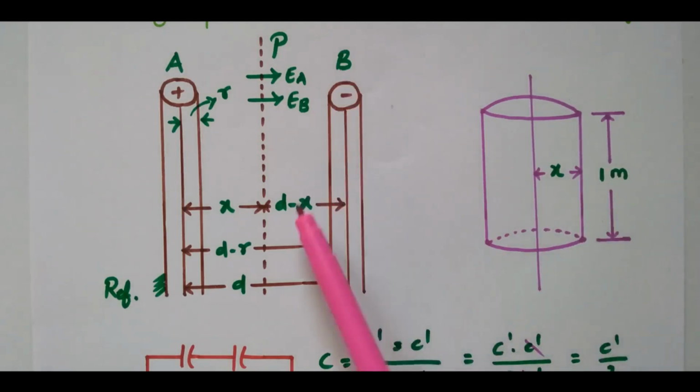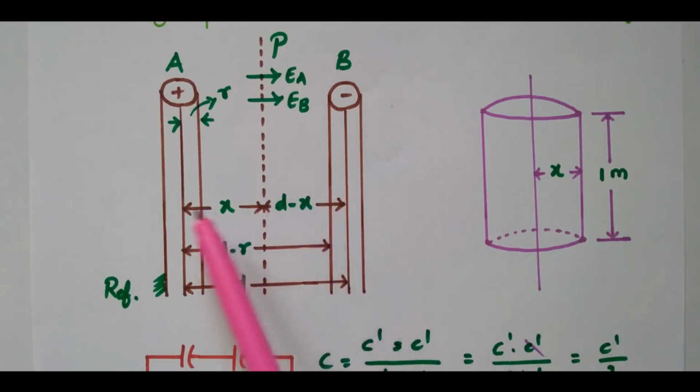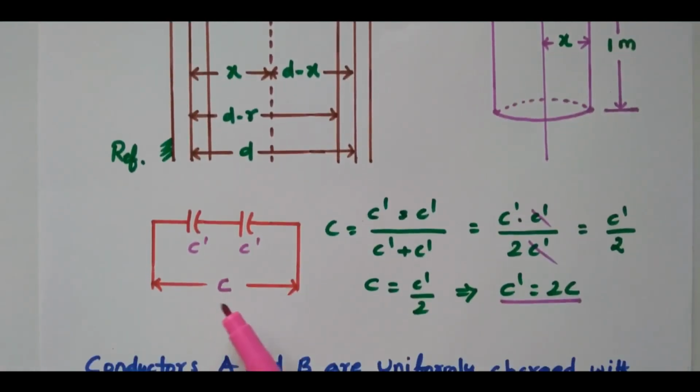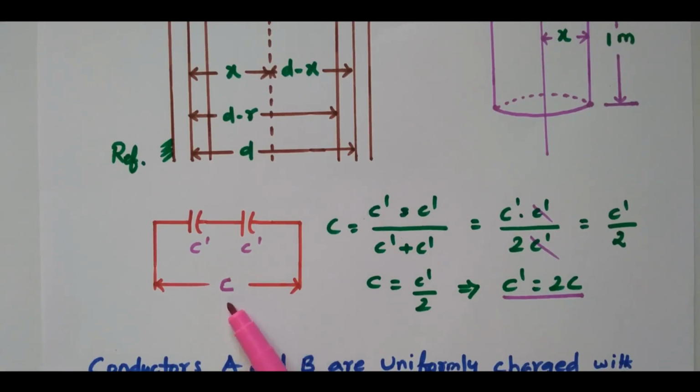Similarly, if you refer to conductor B, we have another Gaussian cylindrical surface with radius d minus x, right? If you refer to A, x; if you refer to B, d minus x. So there are two conductors available. The total capacitance is nothing but the capacitance due to conductor A and the capacitance due to conductor B, both connected in series. This C dash is the capacitance due to conductor A, and this C dash is the capacitance due to conductor B. Since both are connected in series, the total capacitance C is C dash times C dash divided by C dash plus C dash.